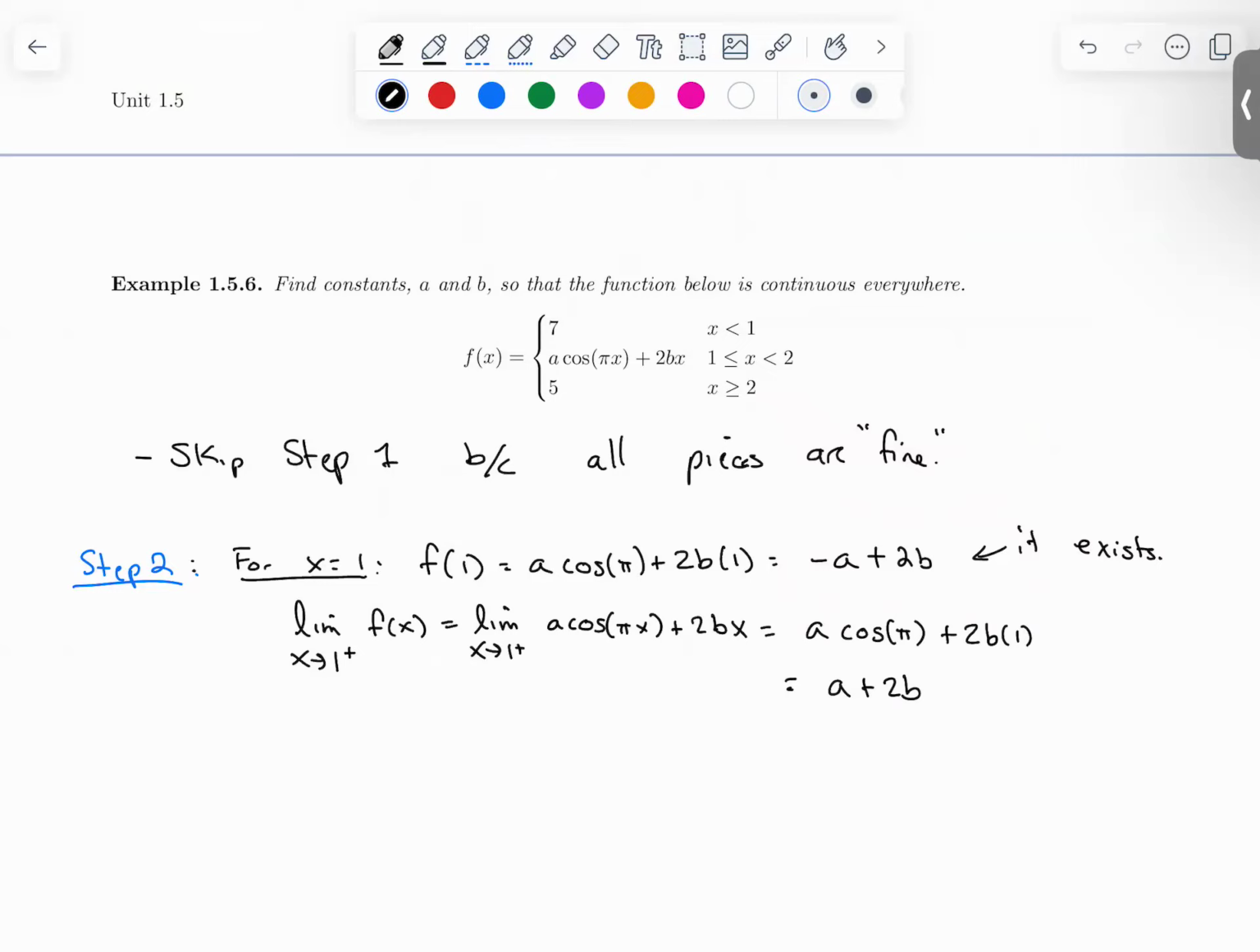And you'll see by a similar argument, the limit as x approaches 1 from the left of f of x is going to use the top function, because for values slightly less than 1, you're on the top function. That'll be the limit as x approaches 1 from the left of 7, which is 7. We need these equal. In order for that full limit to exist, we need it. So we need -a plus 2b to equal 7.